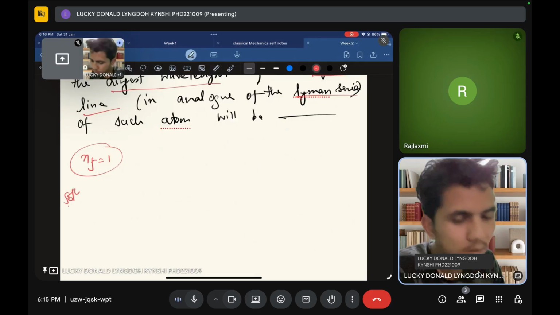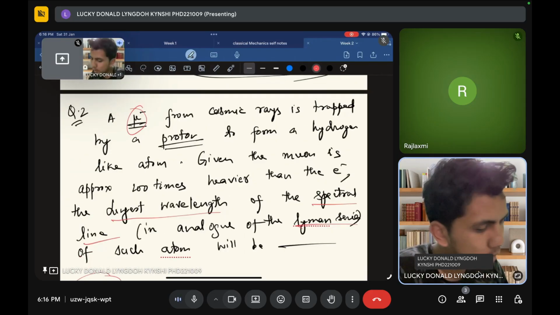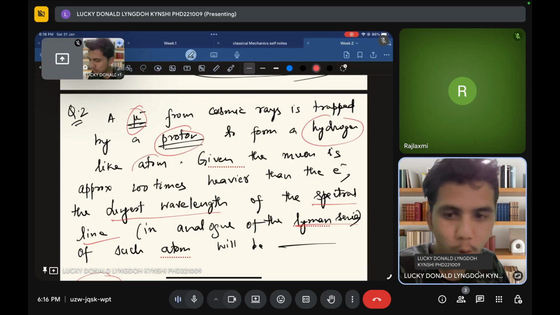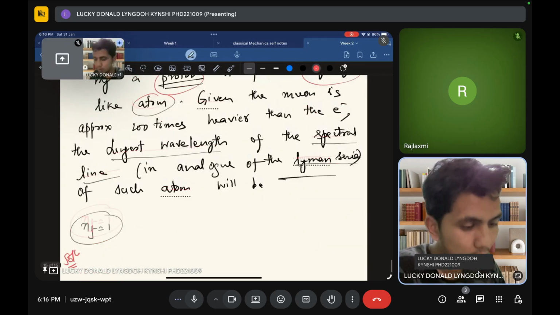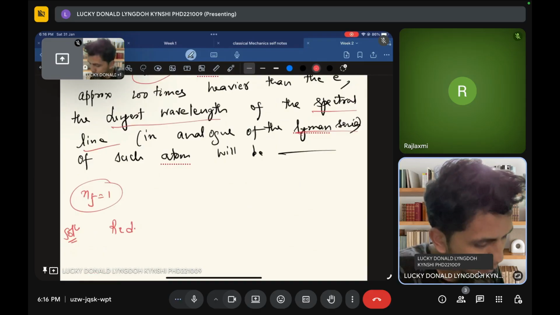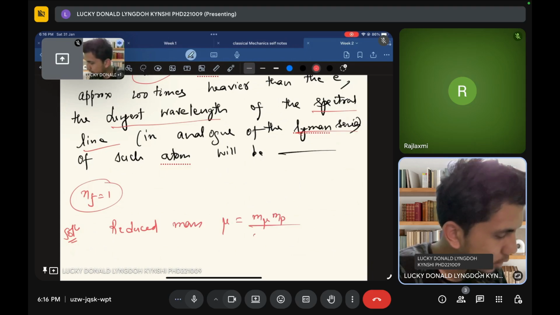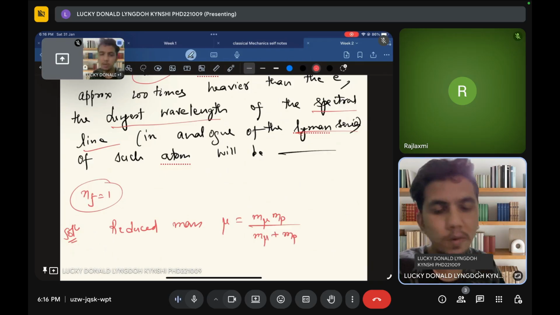Solution. Since I'm talking to you about a reduced mass, you see now there is a muon here, and also there is a proton here to form a hydrogen-like atom. So you are talking about the reduced mass because there are two components here. So reduced mass mu equals mass of the muon times mass of the proton divided by mass of the muon plus mass of the proton. I have just used the formula of your reduced mass.